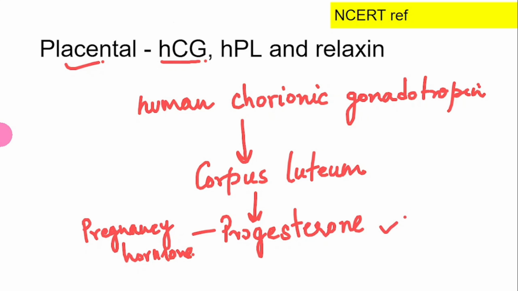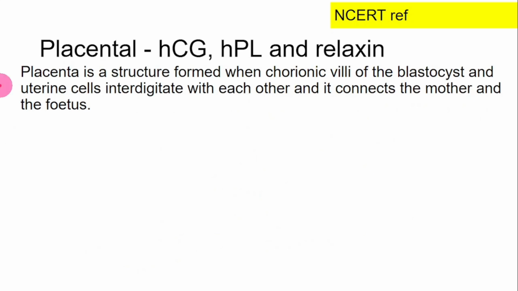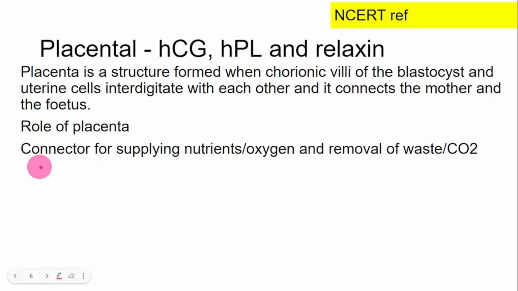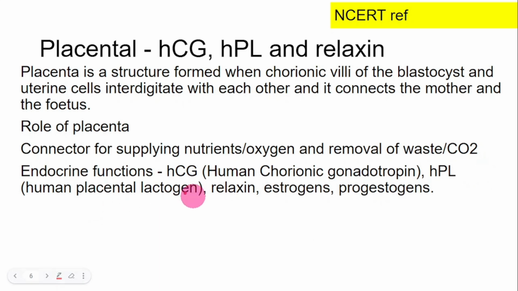So, let's read what is given in NCERT. Placenta is a structure formed when chorionic villi of the blastocyst and uterine cells interdigitate with each other, and it connects the mother and the fetus. The role of placenta is as a connector for supplying nutrients, oxygen, and removal of waste and carbon dioxide. Then the endocrine functions are production of HCG, which is human chorionic gonadotropin, then HPL, human placental lactogen, and relaxin, and estrogens and progestogens. All these are produced by the placenta.